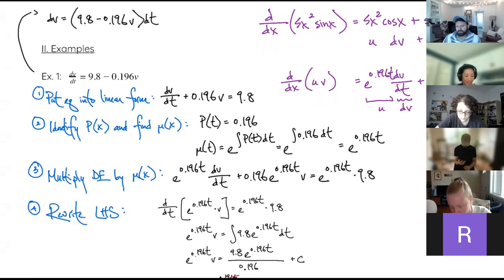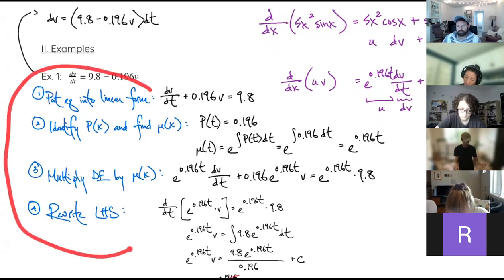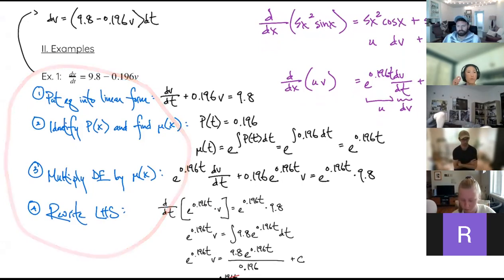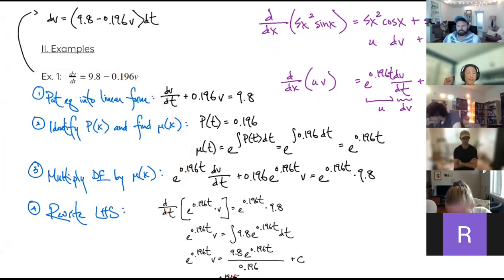All right. Shall we try another example? We're going to use these same 4 steps. This will be a good skeleton for us to think about. Put the equation into linear form, find your magical function, multiply through by that magical function, and then pack things back up using product rule.